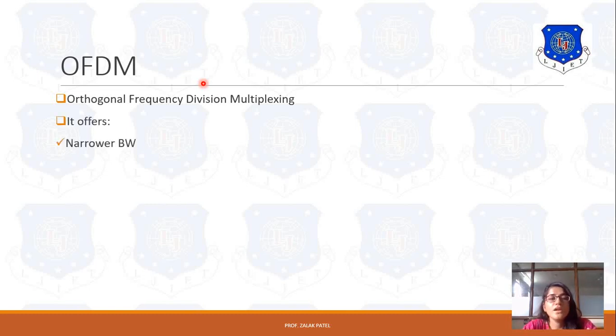Now, it offers narrower bandwidth. So this feature helps to overcome the limitation of FDMA, where we have seen that the band is wasted. In case of OFDM, it offers narrower bandwidth usage, and because of that we can utilize the bandwidth more. Next is efficient power utilization.